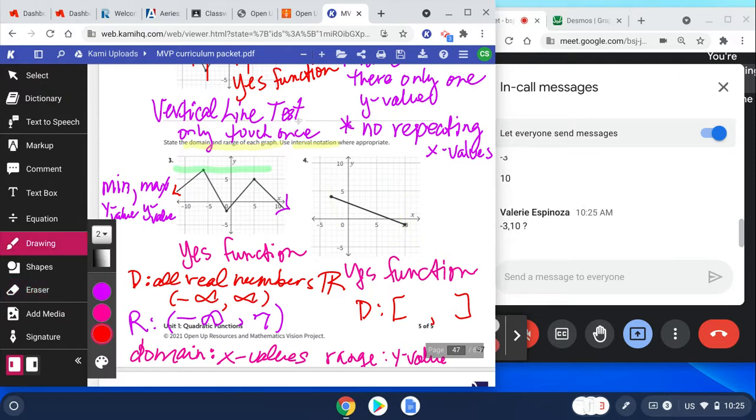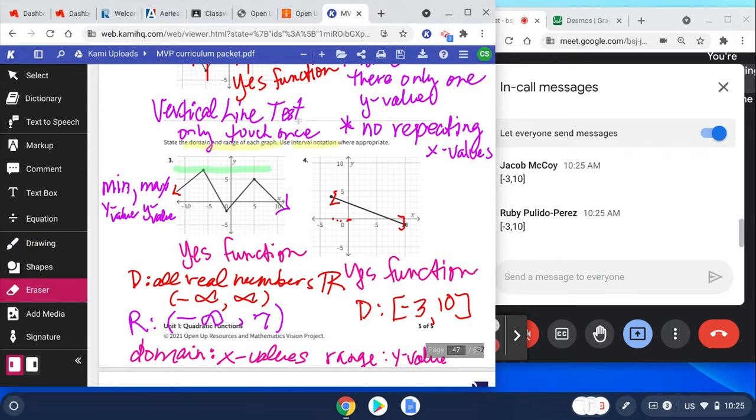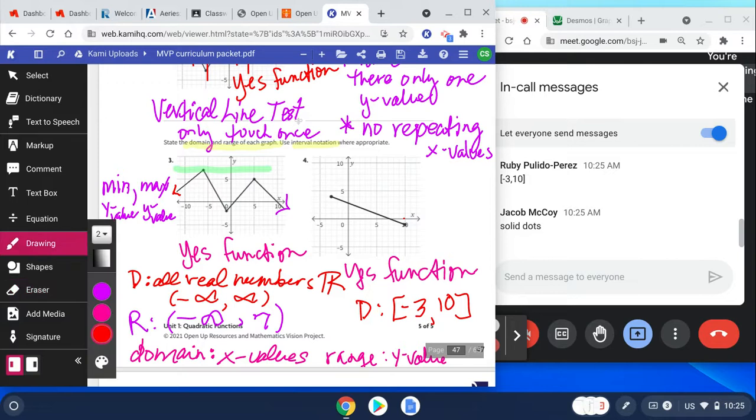Okay, very nice, Valerie and Jonathan. From -3, because we go like this. This is my 0. So we go 1, 2, 3. So from -3 to 10, notice the closed brackets that Jacob and Ruby have. Closed brackets because we want to include the -3 and include the 10. Because those values are included, solid dots, Jacob, exactly.